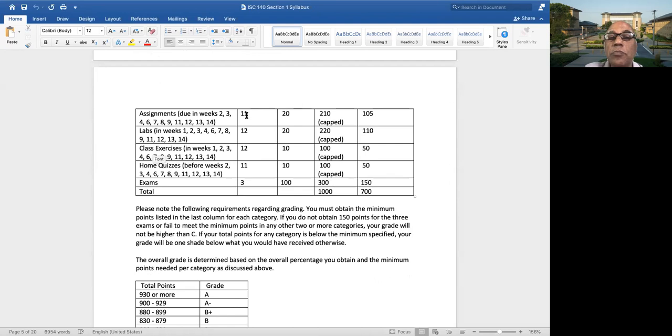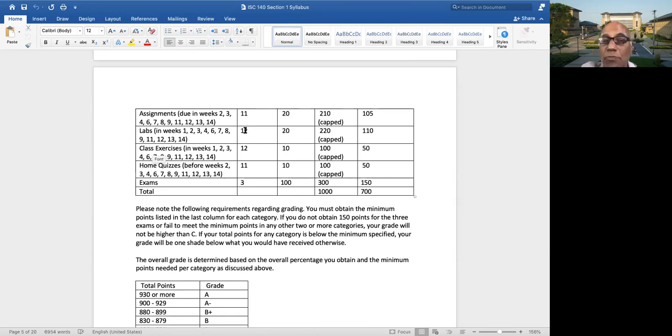There will be 11 homework assignments, most of them programs to write, and each one is 20 points. That would make it 220, but then I'm capping this whole thing at 210, so that even if you make a few silly mistakes and not get the complete points, you could still get the maximum possible, which is 210. So it is to your advantage that I capped this at 210.